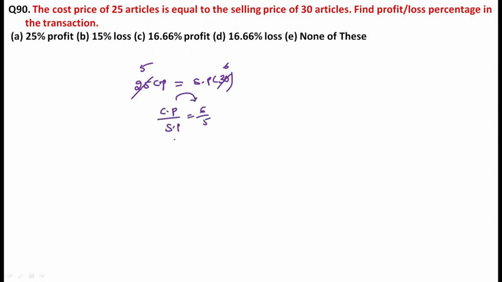It means cost price is 6 units, selling price is 5 units. If cost price is higher, definitely it's a loss. How much of a loss here? So 1 unit of loss out of 6 into 100. So 1/6 of 100 is equal to 16.66%. You can choose your option D.